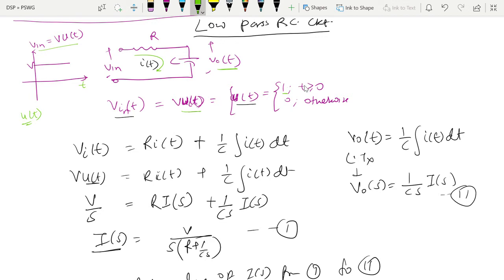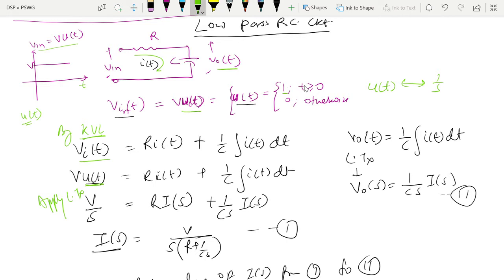First of all, by applying KVL in this circuit, input voltage equals R i(t) plus the voltage across the capacitor. What is the voltage across the capacitor? 1 by C integral i(t) dt. So the input voltage is V u(t). After this we apply Laplace transform on both sides. u(t) has the Laplace transform 1 by S, and the integration has 1 by S, that is, the Laplace of the integral is 1 by S times I(s).